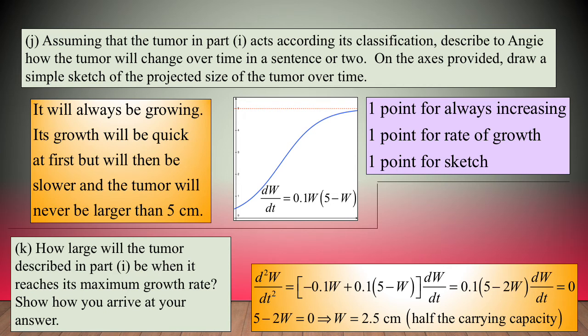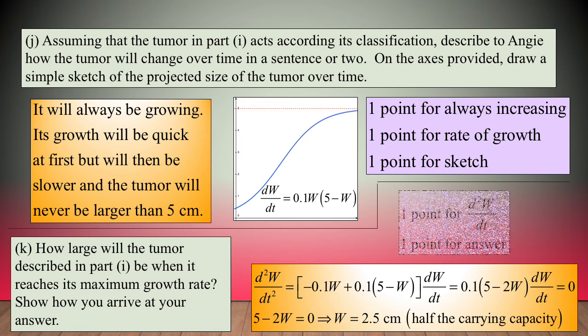dw/dt is never going to equal 0 because the tumor is always growing. So we set 5 minus 2w equal to 0, and getting w is equal to 2.5 centimeters, which is half the carrying capacity. 2 points for this problem, 1 for finding the second derivative of w with respect to t, and 1 point for the answer.